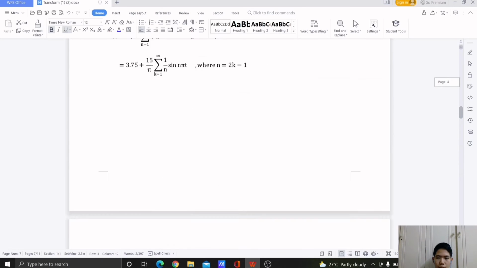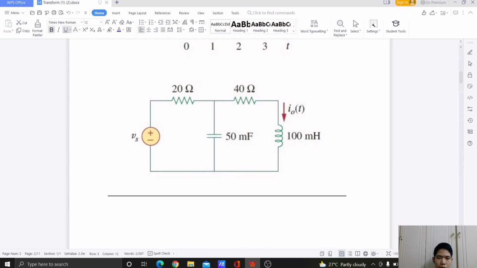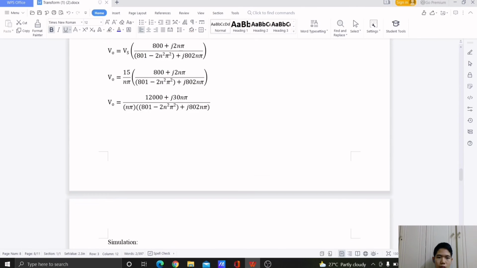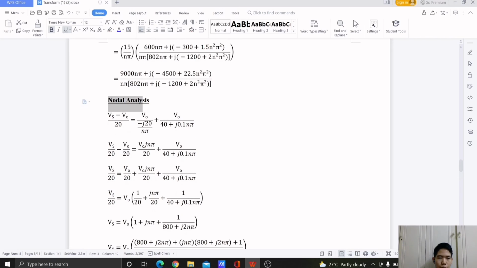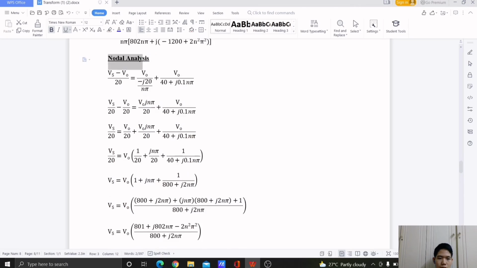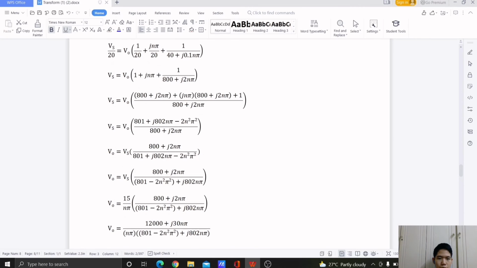So we look at the graph, this one Vs, and we can assume V0 is here. We can find the V0 through the nodal analysis. So we get back to here. We can write Vs minus V0 over 20 equals V0 over the capacitor impedance plus V0 over the resistor plus the inductor. So we move on, and then the final answer becomes like this.